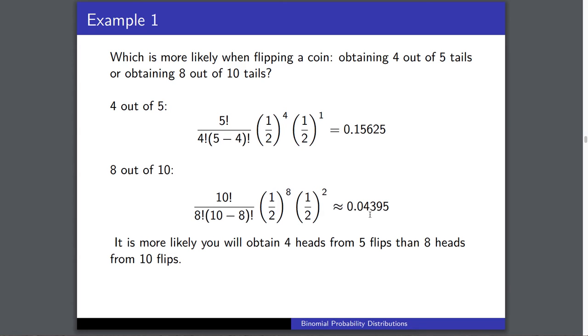So it's more likely that you'll obtain 4... actually, it's the same. It says tails, heads, it actually would be the same with heads as well. But 4 tails from 5 flips of the coin, then 8 flips of the coin. So I got lucky. The same probability.